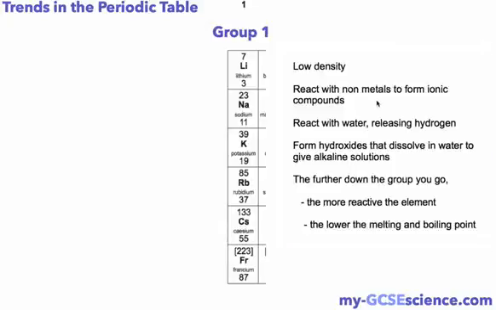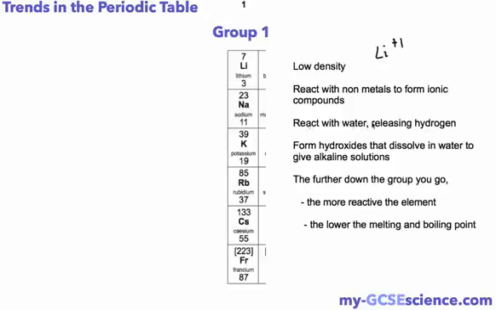Now, it's unfortunately just a lot of memory work, but the key things that you have to know about group 1 is that they are all low density. In fact, the first three, lithium, sodium and potassium, all float on water because they are less dense than water. They react with non-metals to form ionic compounds. We've looked at this before in previous videos, but all of these metals will produce an ion that has a +1 charge. So lithium will produce an ion that has a +1 charge, and sodium, and so on and so forth, and they can react with other non-metals to form ionic compounds, something we've looked at in detail before.